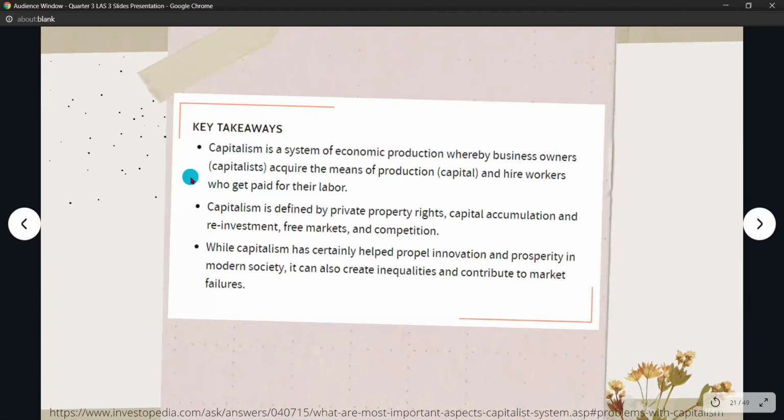Capitalism is a system of economic production whereby business owners or capitalists acquire the means of production or capital and hire workers who get paid for their labor. Capitalism is defined by private property rights, capital accumulation and reinvestment, free markets, and competition. While capitalism has certainly helped propel innovation and prosperity in modern society, it can also create inequalities and contribute to market failures.